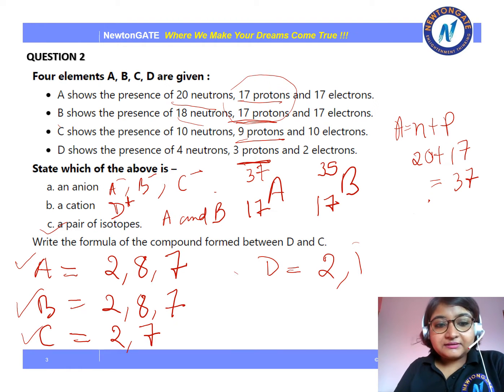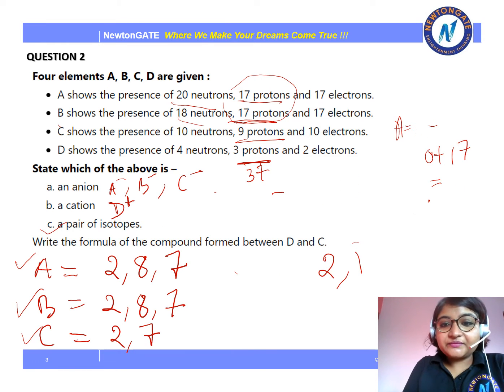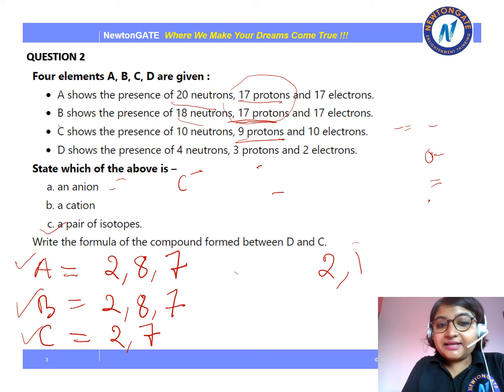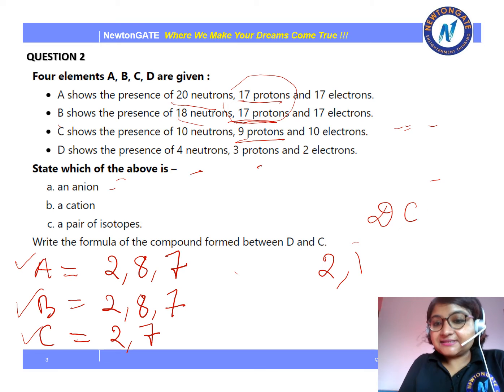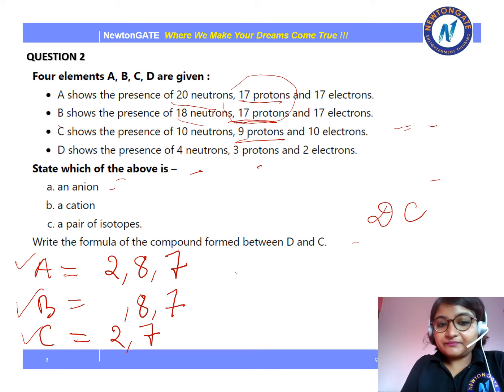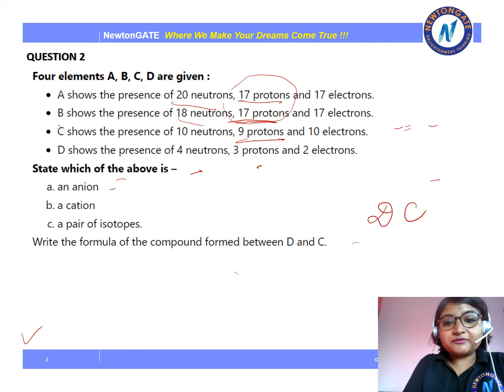Now the last part of question, write the formula of the compound formed between D and C. Here you know that D will lose 1 electron and C will gain 1 electron. So their valence is 1, right? So that's why the formula will be DC. Because both of their valence is 1, even if you cross multiply, it will be DC.